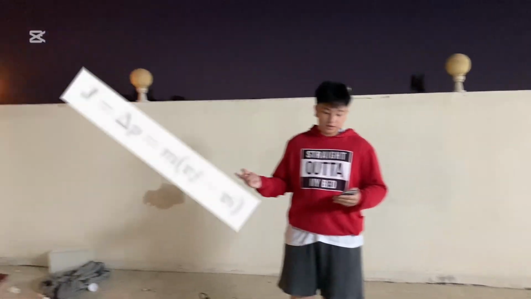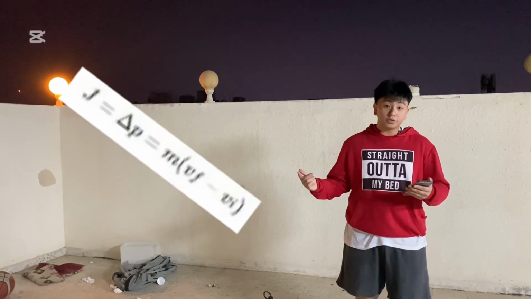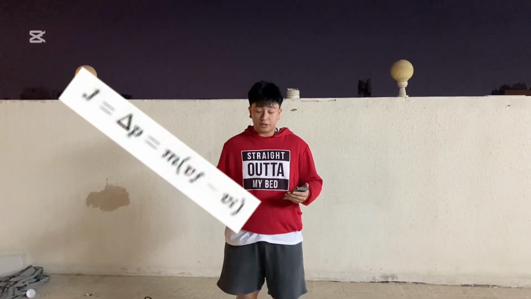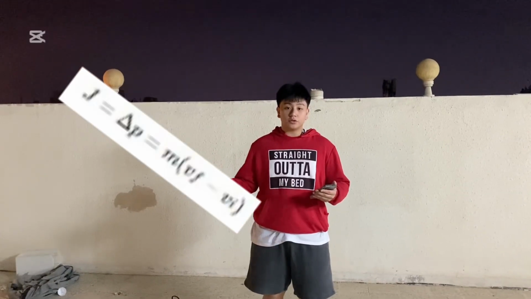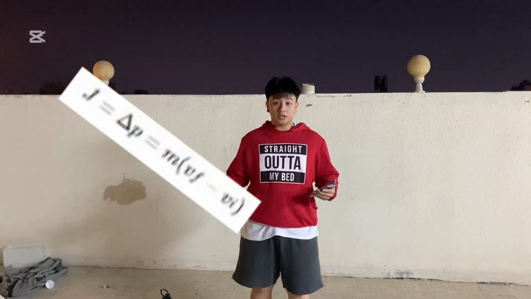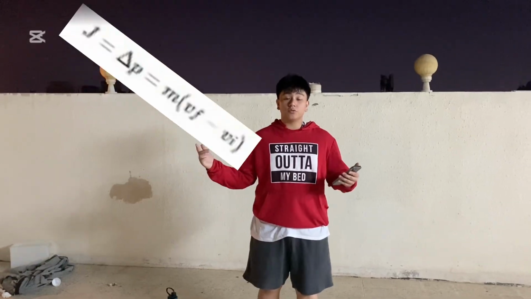For our next topic, it is impulse momentum relations. It means that impulse is the change in momentum acting over time. Our formula is here: J is the impulse. Impulse equals delta P, the change in momentum, which equals M, the mass, times VF, the final velocity, minus VI, the initial velocity. So without further ado, let's get to my solutions.